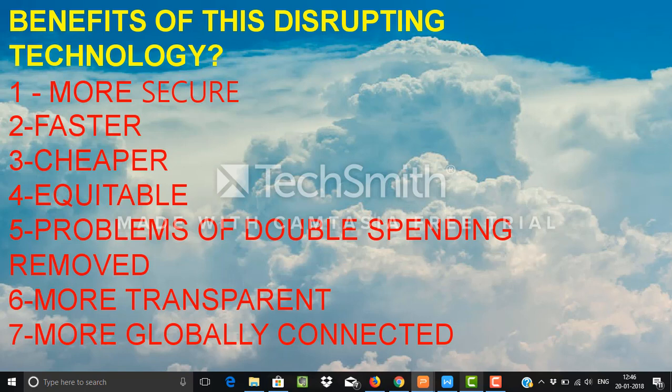So information is kept with everyone. Next, what can be the benefits of this disrupting technology? First, it is more secure, because you would need to alter a multiple number of nodes simultaneously.